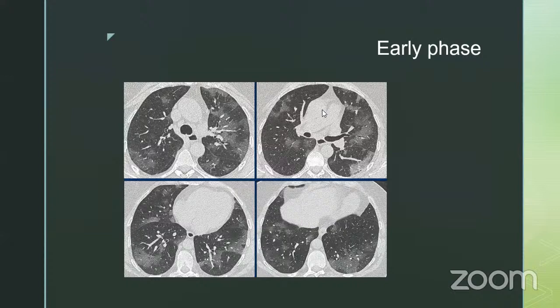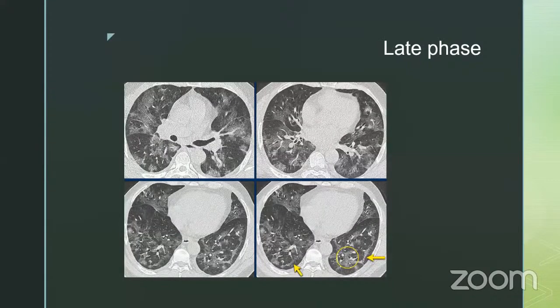For example, I have shown here a case with early phase involvement. We can see multiple patches of ground glass opacities in both central and peripheral distribution involving almost all the lobes, but he doesn't have any consolidation or reticular fibers. This suggests he has moderate involvement of both lung fields, but he is in the early phase of COVID. So treatment can be categorized according to that.